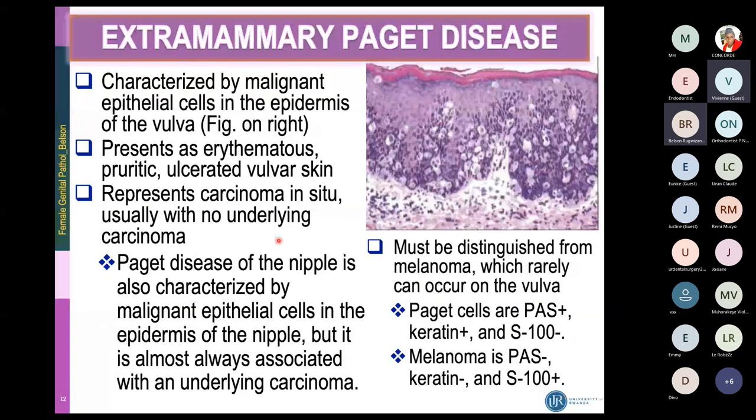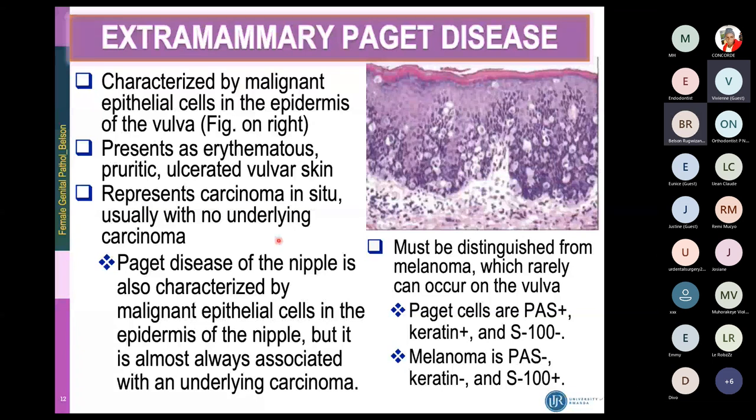Another disease which affects the vulva is extramammary Paget disease. I think you must know that there are three kinds of Paget disease. One affects bones, maybe you have seen it in orthopedics, and we shall come back to it probably when we see musculoskeletal system pathology. Another affects the breast, and another affects the vulva. So mammary Paget disease is one; the two others are called extramammary.